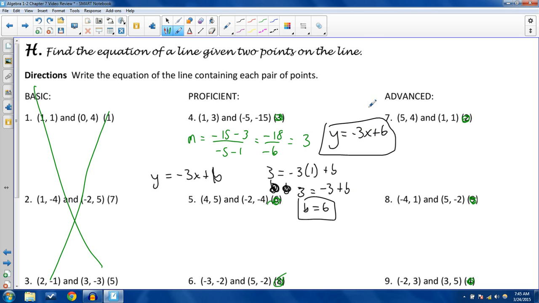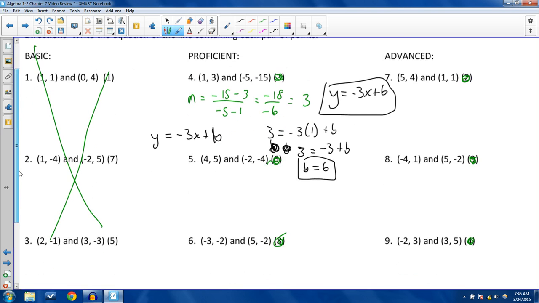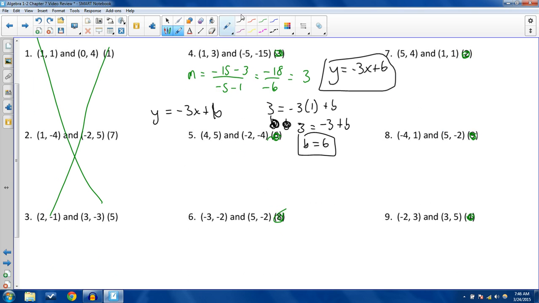That's one equation. I'll do one here on advanced. Let's see what seems to be the most difficult. Let's just do this one. Number 8. I'm sorry about this.